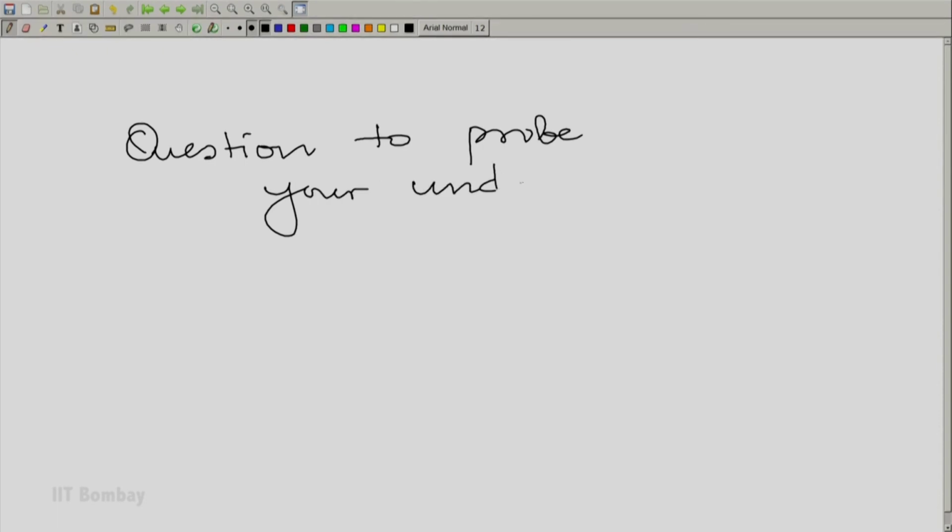Now, when doing this exercise, I recommend that you also answer the following question, which I am now going to put down as the second slightly probing question. Let me put it down. So, question to probe your understanding. Again, use the train platform analogy.